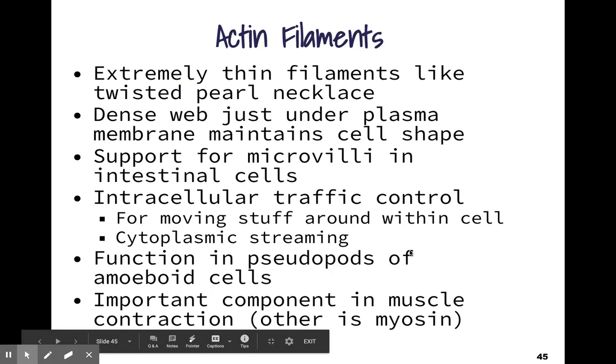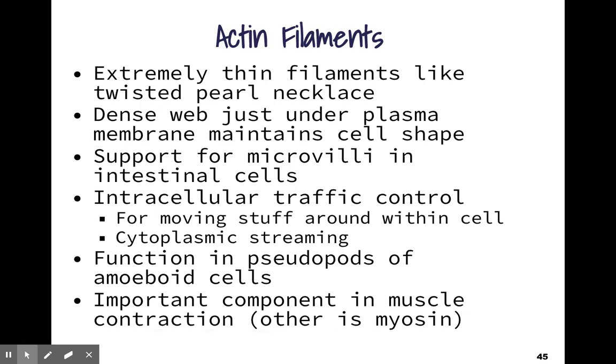All right, actin filaments. Actin filaments are extremely thin filaments like a twisted pearl necklace. They're a dense web found just underneath the plasma membrane, and they help to maintain the cell shape. They support microvilli in the intestinal cells. Intracellular traffic control is done here, intra meaning the inside, for moving stuff around within the cell. There's cytoplasmic streaming, and it functions in pseudopods of amoeboid cells. So it allows these amoeba to kind of float around.